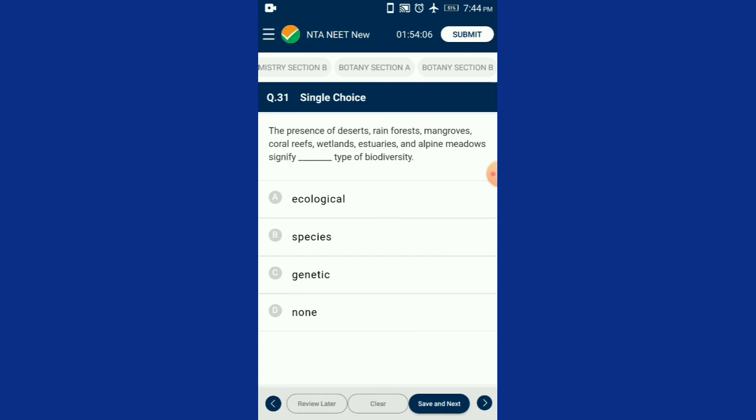Question number 31. The presence of deserts, rainforest, mangroves, coral reefs, wetlands, estuaries, and alpine meadows signify which type of biodiversity? Ecological biodiversity. Biodiversity is the term popularized by the sociobiologist Edward Wilson to describe the combined diversity at all the levels of biological organization. The most important of them are genetic, species, and ecological diversity. So the answer is option A, ecological diversity.